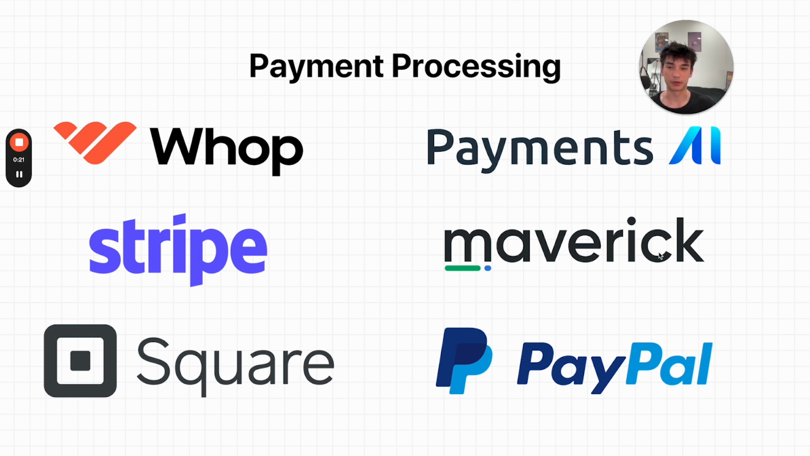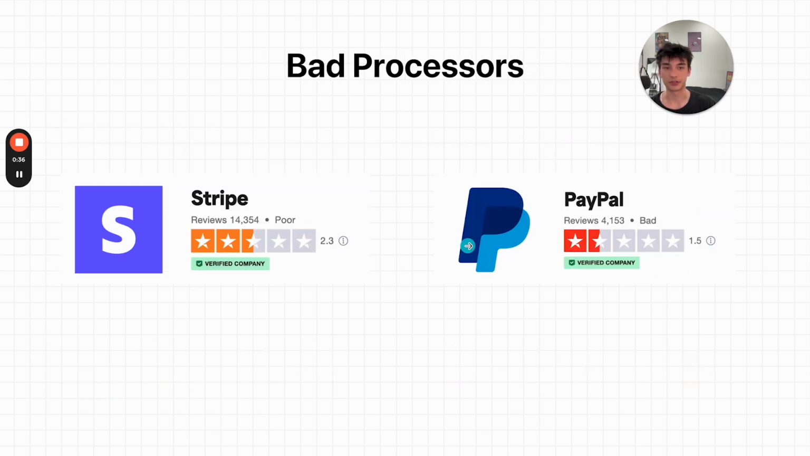So there's a lot of payment processors out there. There is WAP, Payments AI, Stripe is probably the biggest one that everyone uses or used to use. Maverick, Square, PayPal. There's a lot of payment processors out there. I'm sure there's a ton more like Authorize.net and whatever. And so you just have to know which processor to pick for your business, right? Because there's a lot of bad processors out there.